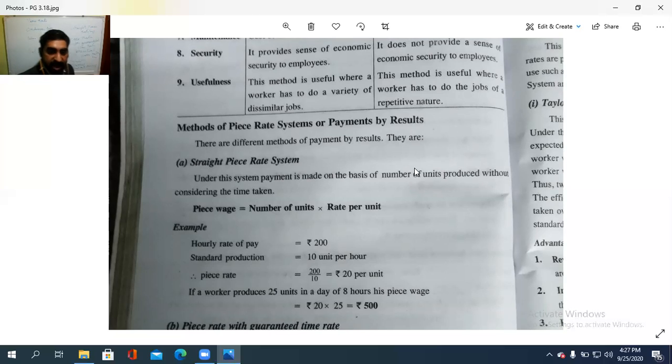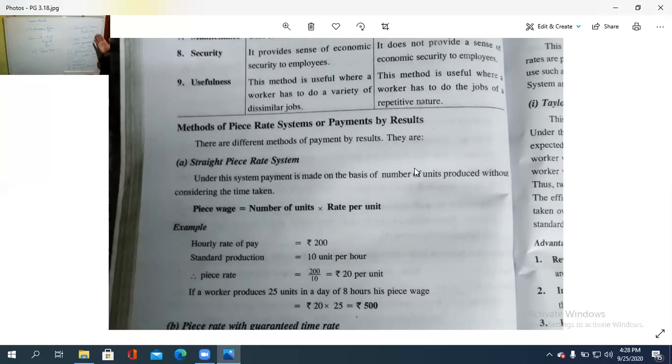For example, the hourly rate pay is 200 and the standard production is 10 units per hour. When it is 10 units per hour, what is the hourly rate? 200. How does the piece rate come? 200 by 10 is 20. So if a worker produces 25 units a day of 8 hours, his piece wage is 20 into 25. Per unit it is 20, and 8 hours is the normal working time. So if he works those 8 hours, 20 into 25 is 500 rupees, the wage for that particular employee.